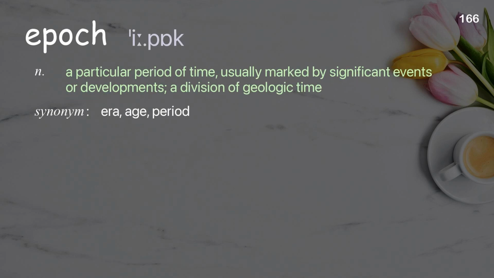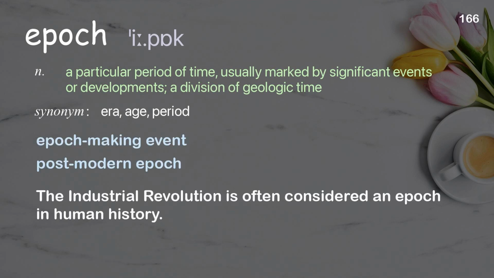Epoch. A particular period of time, usually marked by significant events or developments, a division of geologic time. Examples: Epoch-making event. Postmodern epoch. The Industrial Revolution is often considered an epoch in human history.